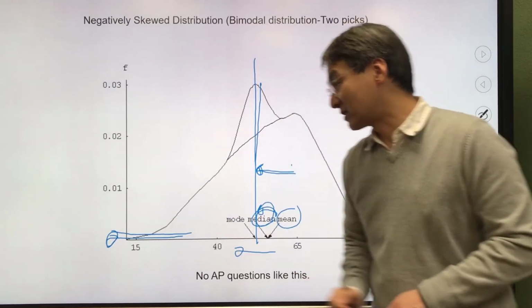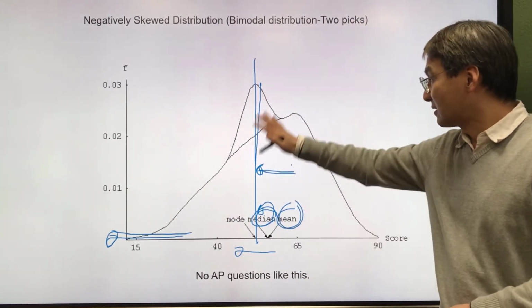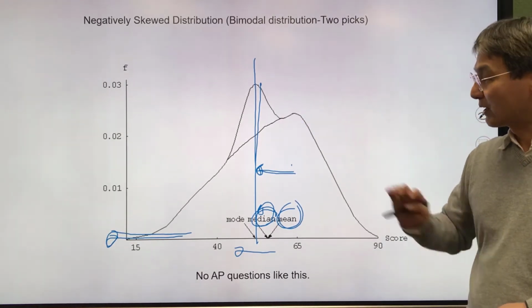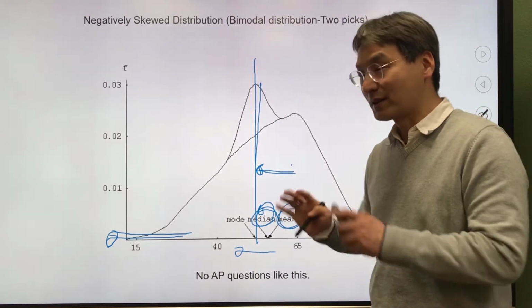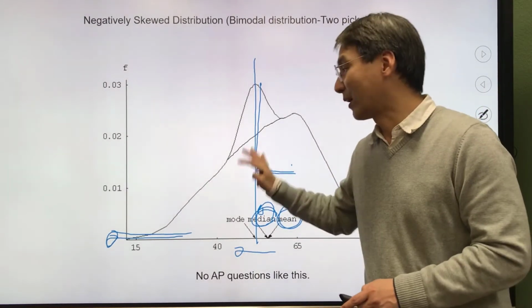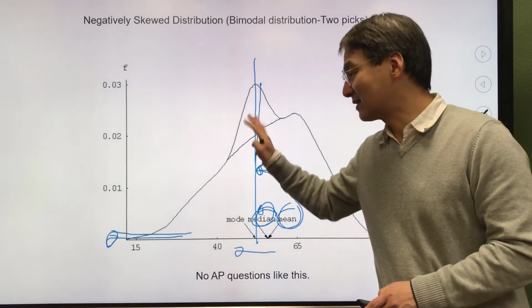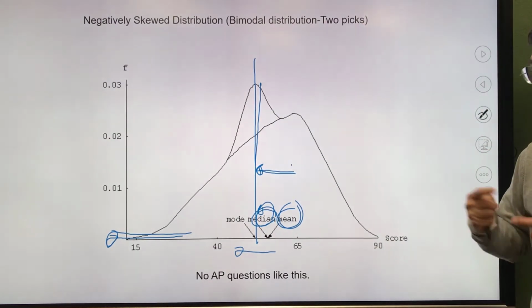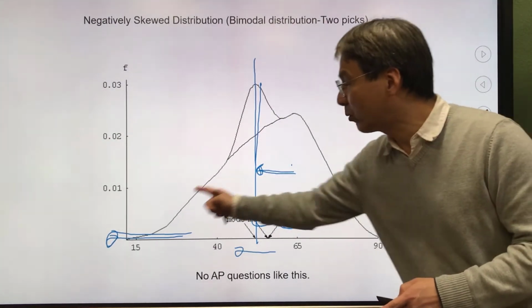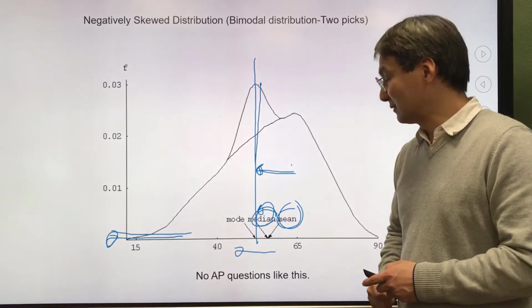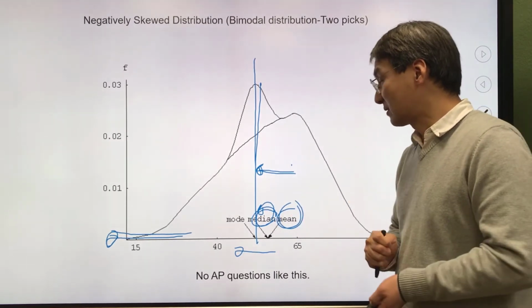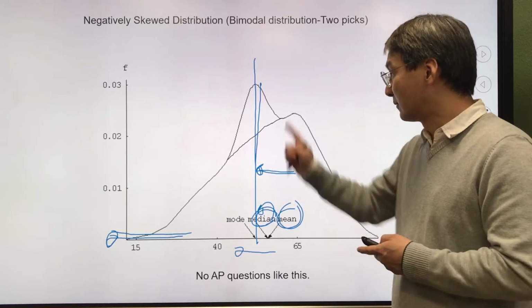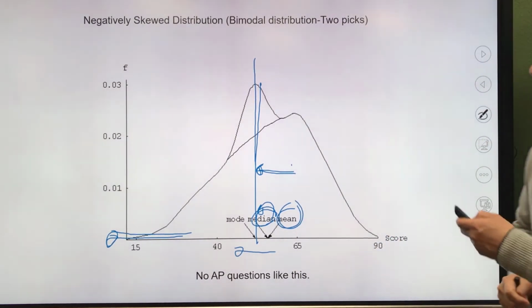So this is the bimodal distribution, but as far as I know, an AP test does not ask this kind of question because they don't want to confuse the students. You don't have to worry about it. But this is also possible. So I don't want to say that the mean always follows the outlier, or that the median always shows up first. It's not always true for this case. This is kind of an exception.